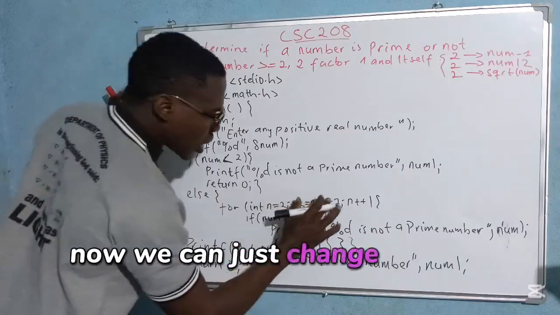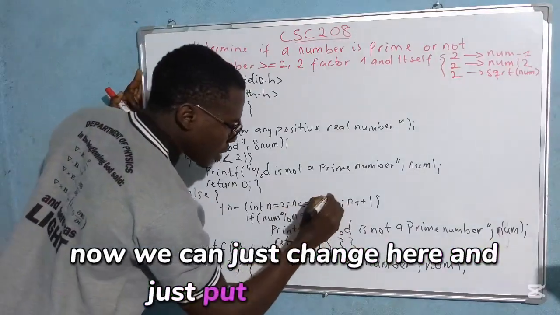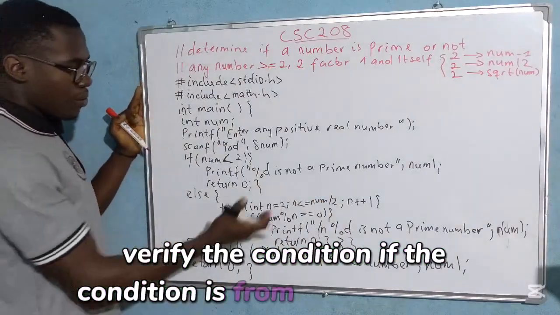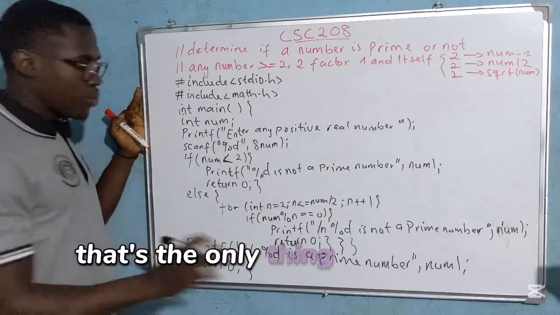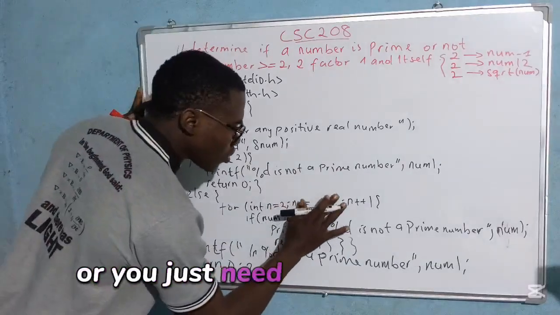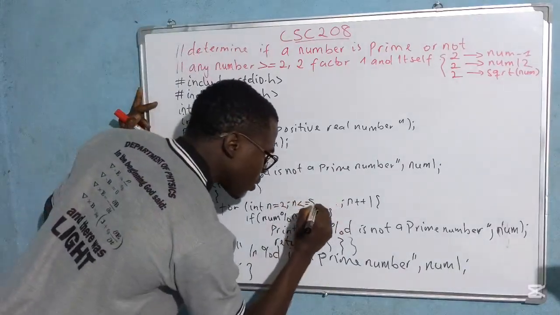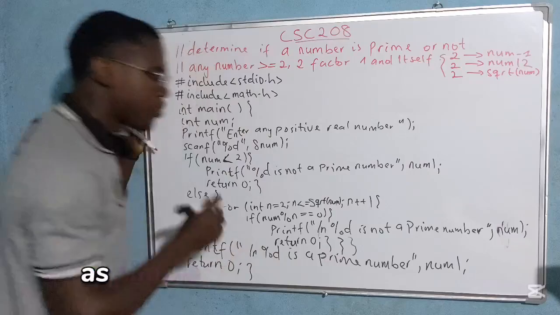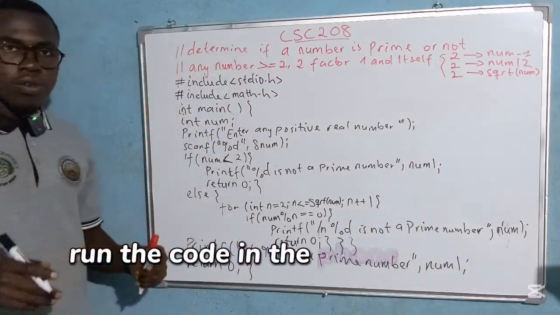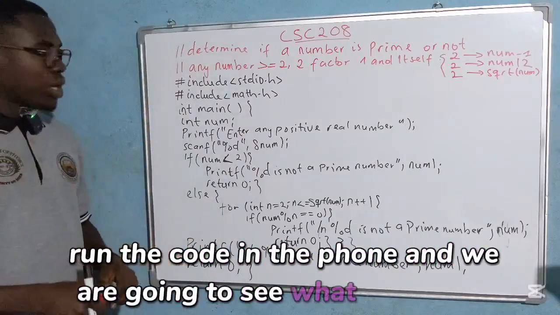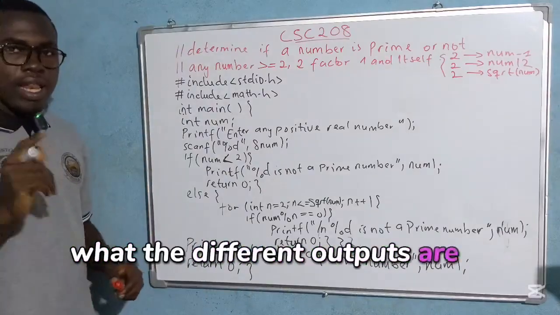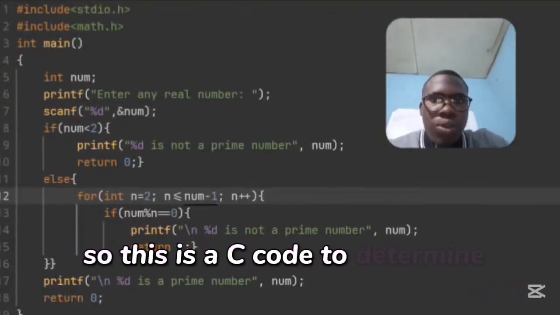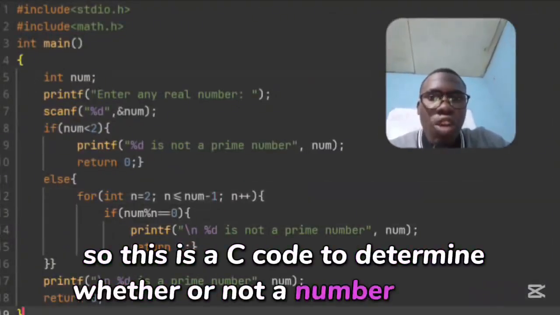Now we can just change here and just put divided by 2, verify the condition. If the condition is from n equals 2 to, that's the only thing we need to change, or we just need to come and put square root of num. As simple as that. So I'm going to run the code on the phone and we are going to see what the different outputs are. Let's dive in. So this is the C code to determine whether or not a number is prime.